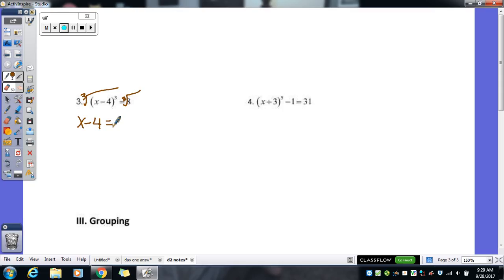Now again, since it's a cube root, we don't do the plus or minus. Just what is the cube root of 8? 2. So then adding my 4 over, we would just get x equals 6. Because 2 plus 4 gives us 6.